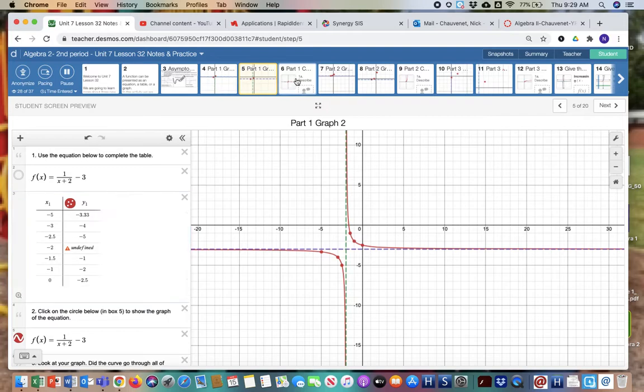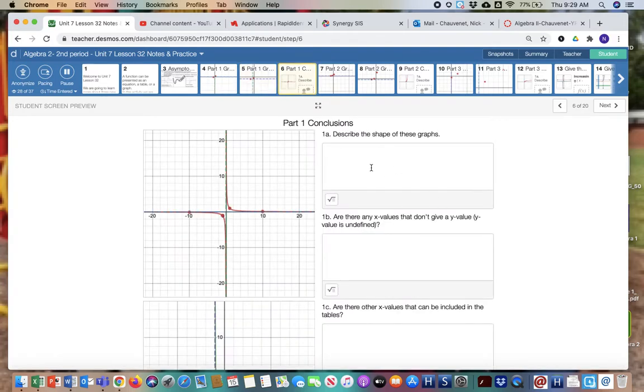All right, so what are our different components? What's the shape of these graphs? I would call this a two-sided curve, right? It has 2 separate sections. Are there any x values that don't give a y value? Yes, right? We got those undefined. It was at the vertical asymptote. Are there any other x values that can be included? Yes, of course there are.